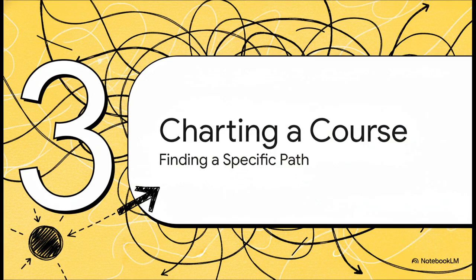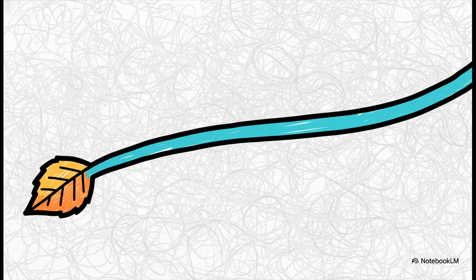Okay, but wait, our map shows like an infinite number of possible paths. So how do we know which one is our path? To do that, we need a starting point. This idea is called an initial condition. Let's go back to our leaf in the river. If you want to know where it's going to end up, you have to know where it started, right?